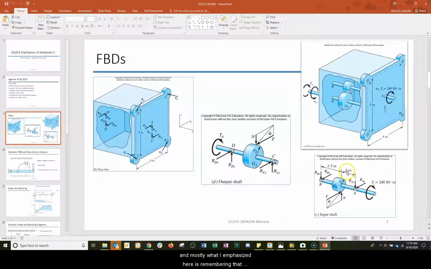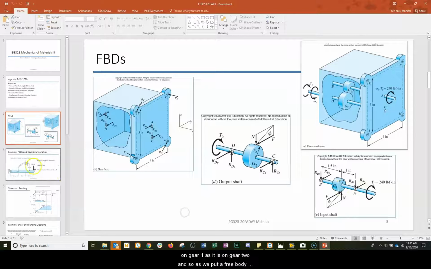And mostly what I emphasized here is remembering that when you take elements apart, the points of contact have equal and opposite forces. So at A here, you have the reactions at A in the Y and Z directions, and then on the shaft, the reactions in the Y and Z directions at A are in the opposite direction. Similarly on the gears, right? Force F is equal and opposite on gear 1 as it is to gear 2.